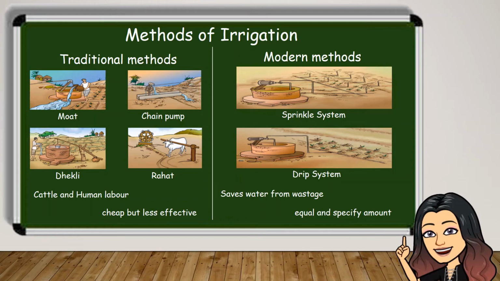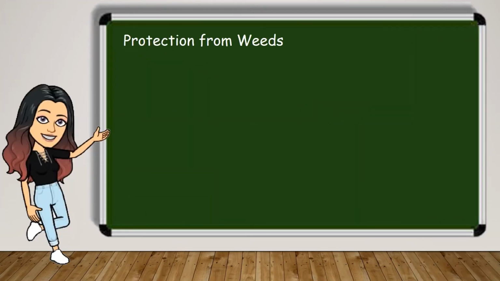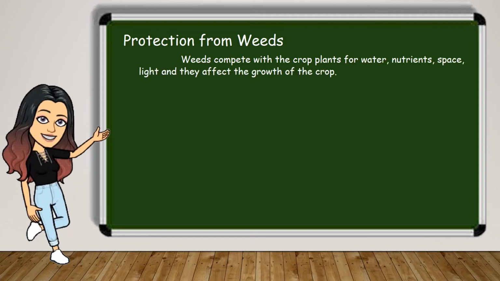When crops grow, there are many chances that weeds also grow with them. Weeds are undesired plants that grow naturally along with the crops. Removal of weeds is called weeding. For that, protection from weeds is necessary. Weeds compete with the crop plants for water, nutrients, space, and light, and they affect the growth of the crop.